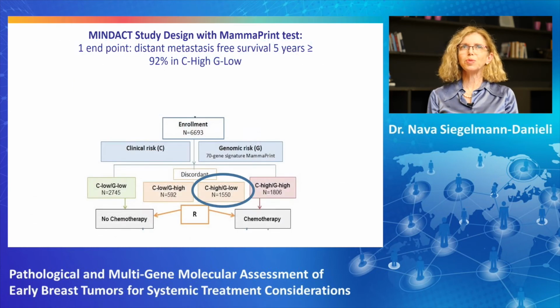And now we'll move to a different test, the MammaPrint test, the 70-gene assay. And this is the MINDACT study, and it enrolled 6,600 patients. And here we'll focus on the group that was clinically high but genomically low, of 1,550 patients. And they wanted to see if they benefit from chemotherapy. And the primary endpoint of this study was focusing on this group and looking at whether the distant metastasis-free survival over 5 years is over 92%.